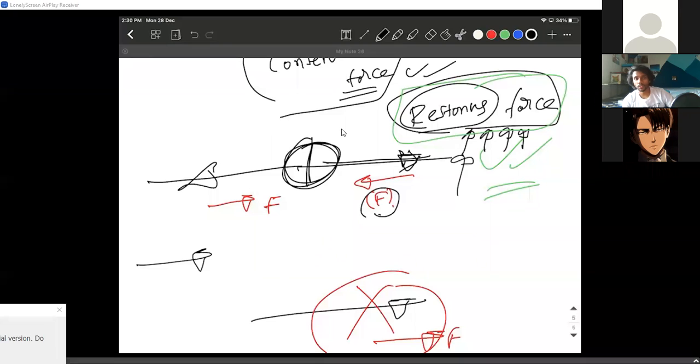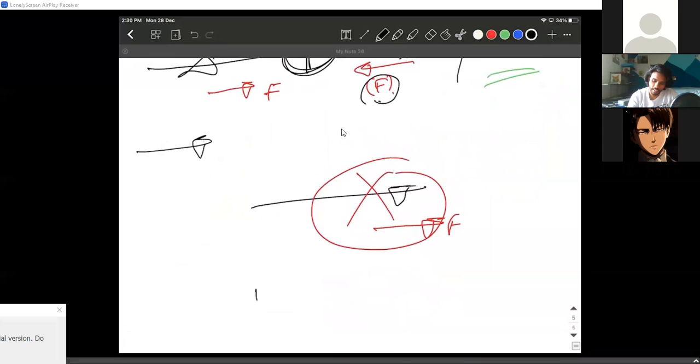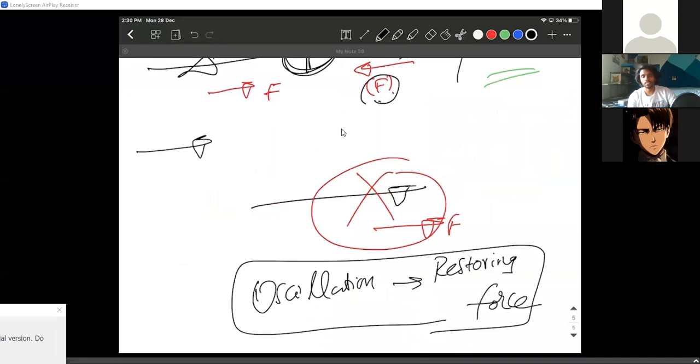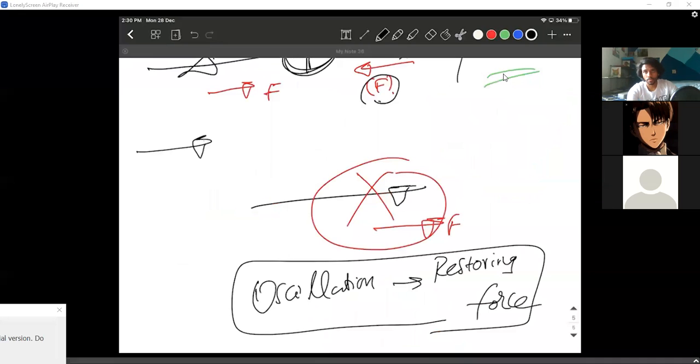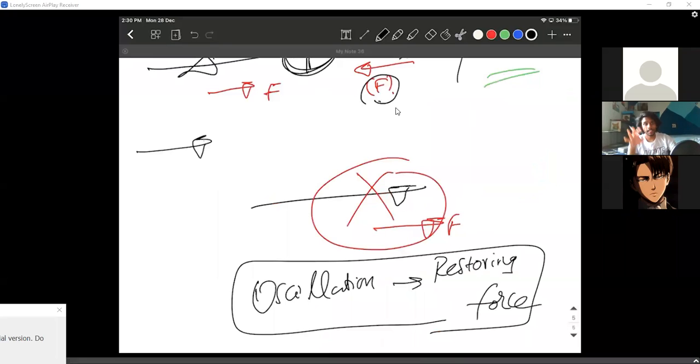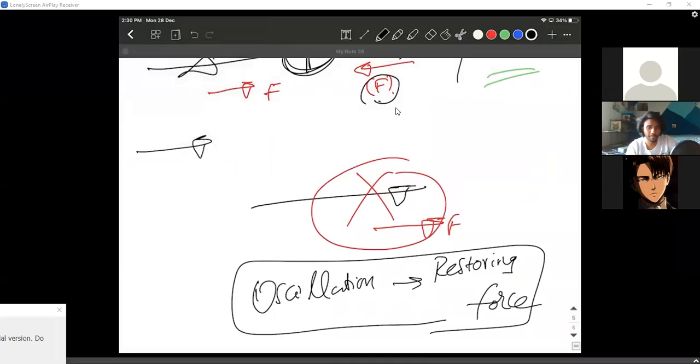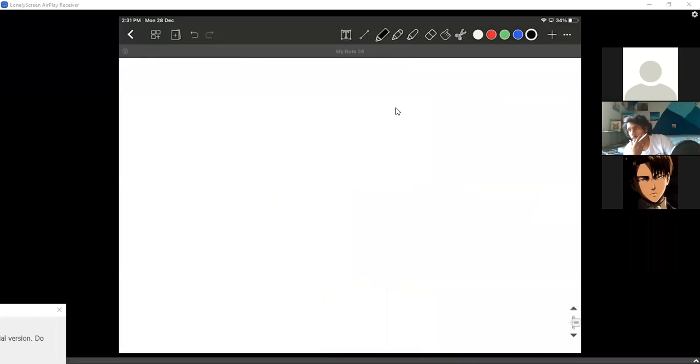No. Guys, don't just use every word that you know. Please remember this point only: whenever there is an oscillation, there is always a restoring force. That is the most important point when it comes to the topic of oscillations. Let me give you some random situations where we will come across this thing.